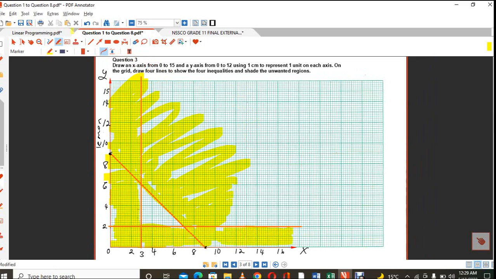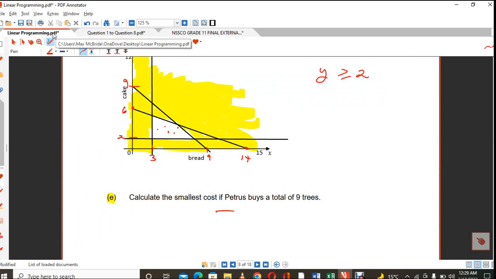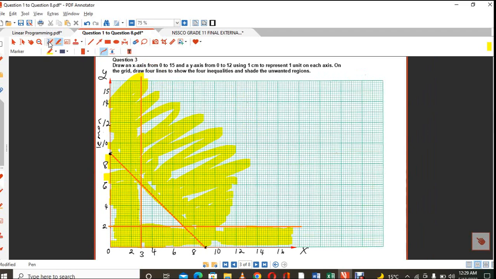There was one inequality that we still had to draw, 14 and 6. So I'll go back. I have 6 here and 14 all the way up to there. All right, so let's draw that one in at 6 and all the way up to 14. And we shade above, if you recall well, shading above. Okay, so that is how you shade. The unwanted region should be clear.